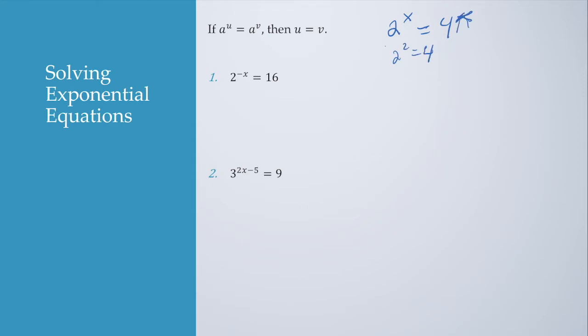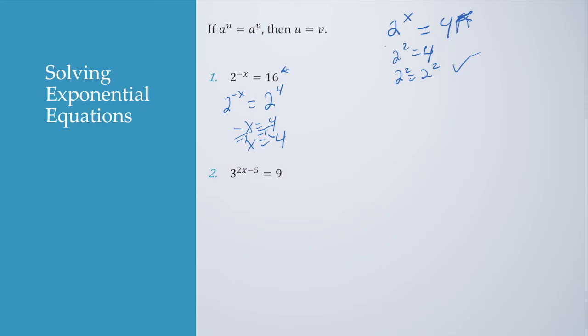Well, what's another way to rewrite 4 as an exponent? 2 squared. That's true. So when it comes to writing these problems, we want to make sure that we have both sides of the equation as an exponent with the same base. So if I have 2 to the -x equals 16, 16 is 2 to the 4th. That means -x equals 4, so x is -4, right? Because I divided by -1.